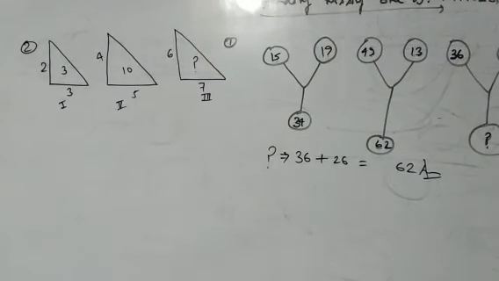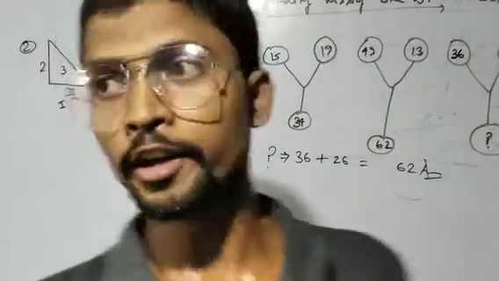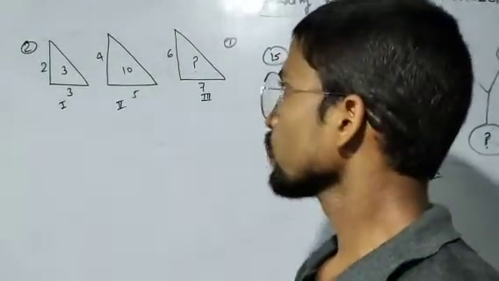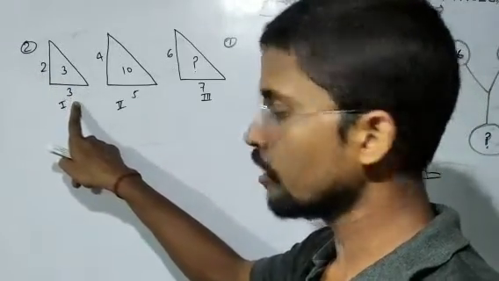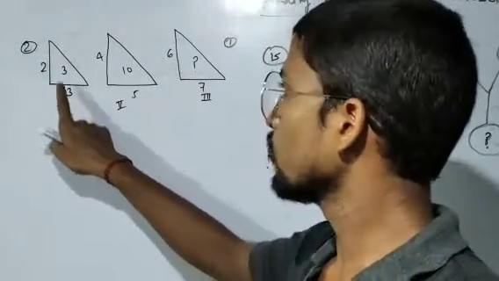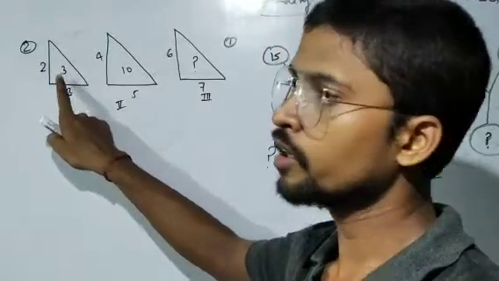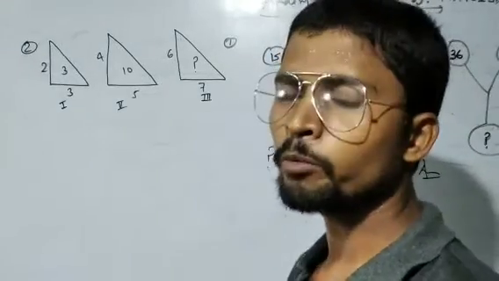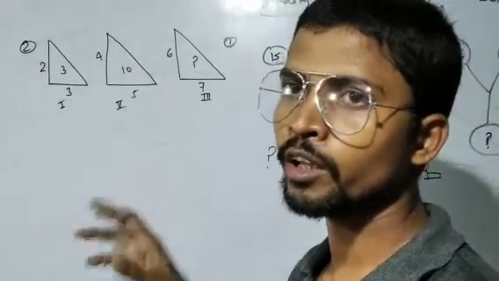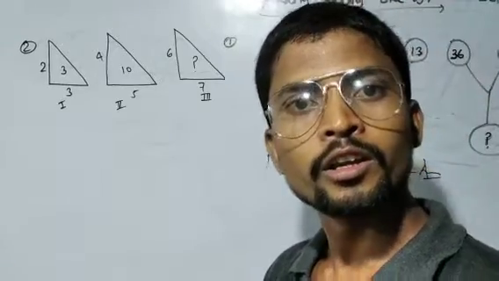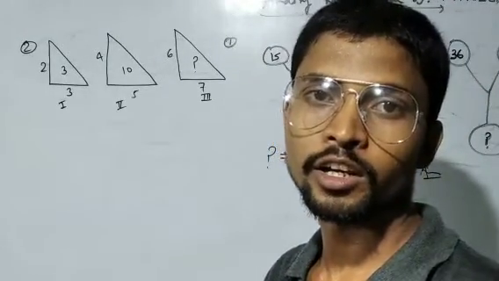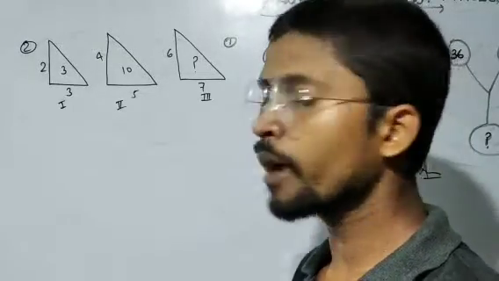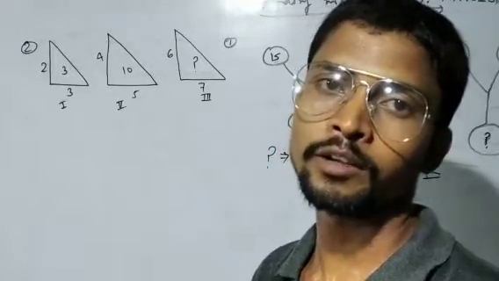According to your next question, there are three triangles with two numbers written outside and one number inside. 2 and 3 are outside the first triangle, and 3 is the inside number. The same triangle is repeated. We have to find the inside number of the third triangle. What will be the number written inside the third triangle? We have to find it according to the place of what.